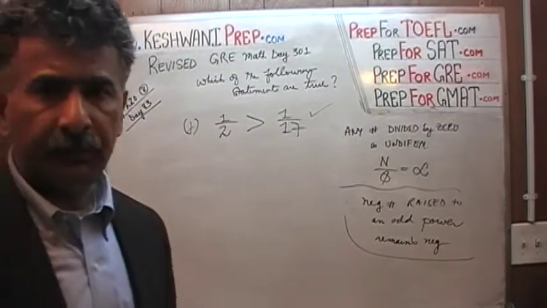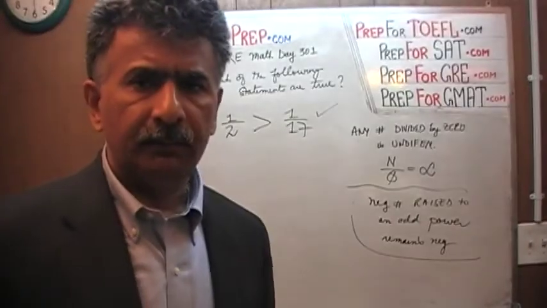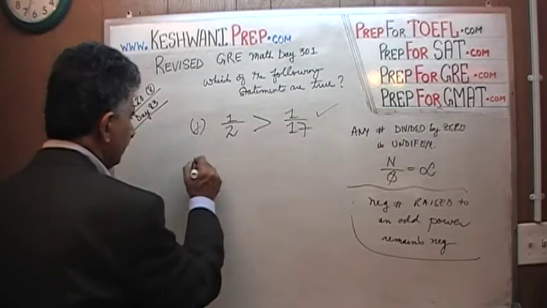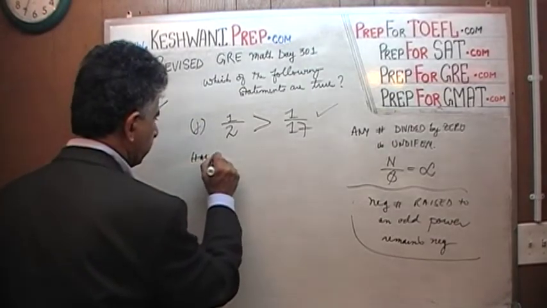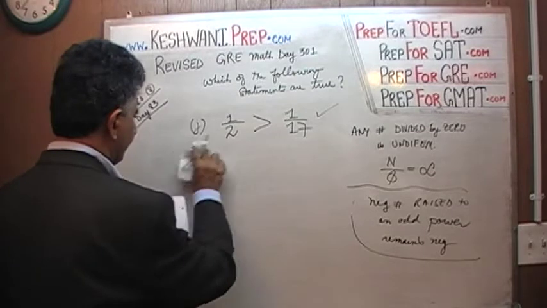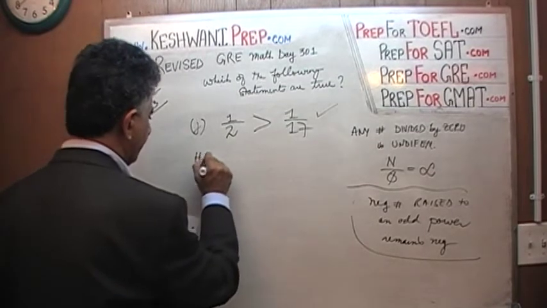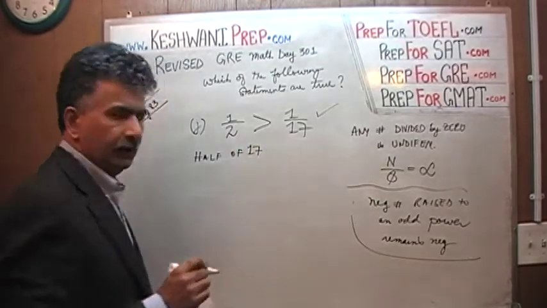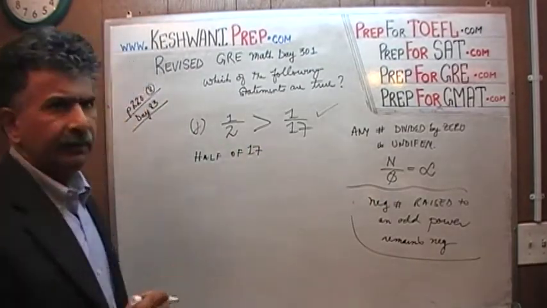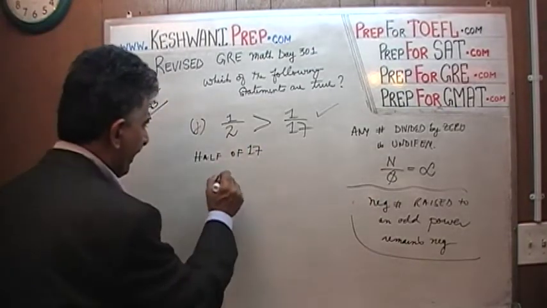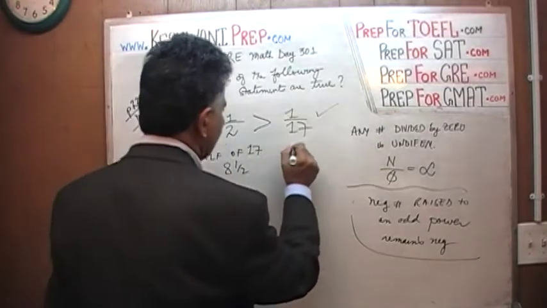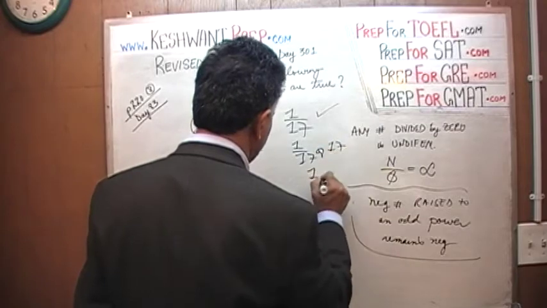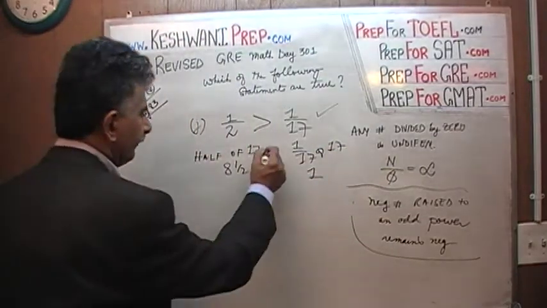In other words, if you think of it this way, a half of 17, we're making too much fuss about nothing. I don't know why I started this thing. Half of 17 is 8.5. But a 17th of 17 is just 1. So that is greater.